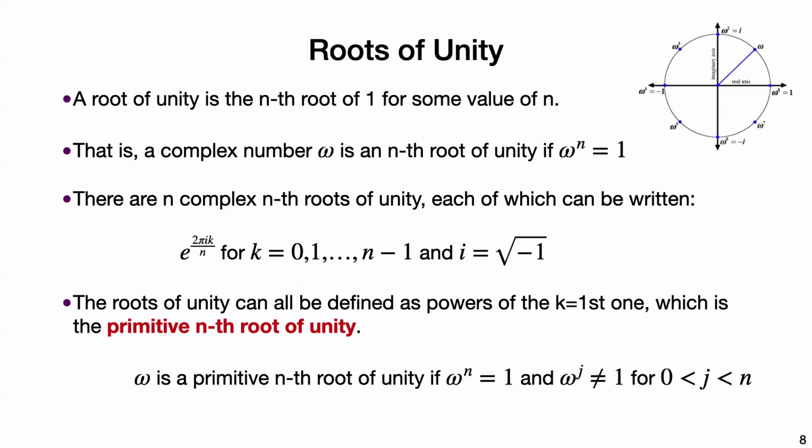You can say that omega is the primitive nth root of unity if omega to the n equals 1, and omega to the j is not 1 for all j between 0 and n.